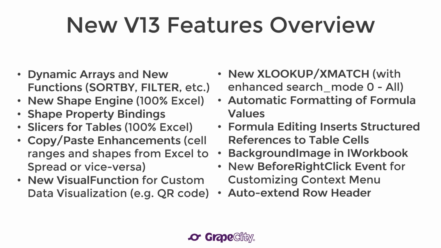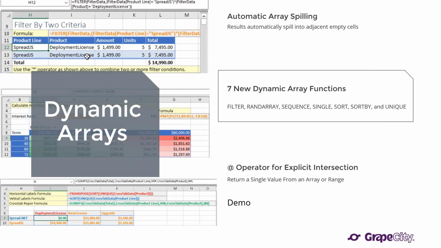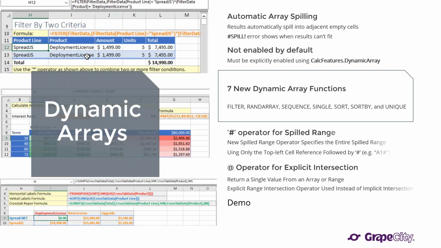The new BeforeRightClick event allows for customizing the context menu, and auto-extending row headers automatically increase the width of the row header to show the entire row label value as the user scrolls further down the sheet. Now I will go over each of these in more detail, starting with dynamic arrays, my personal favorite of the new enhancements.